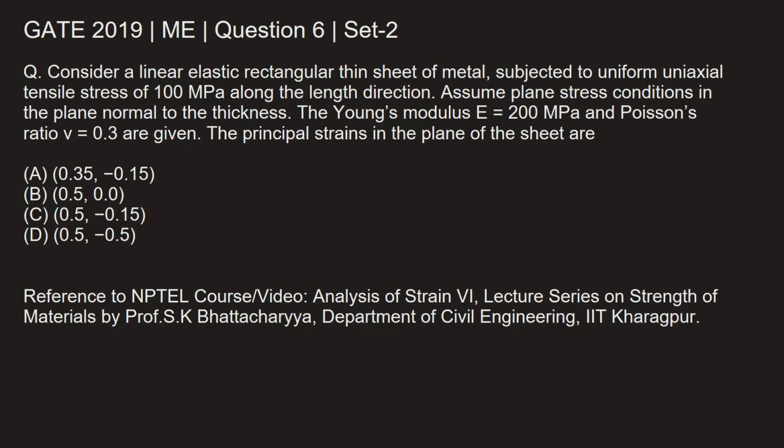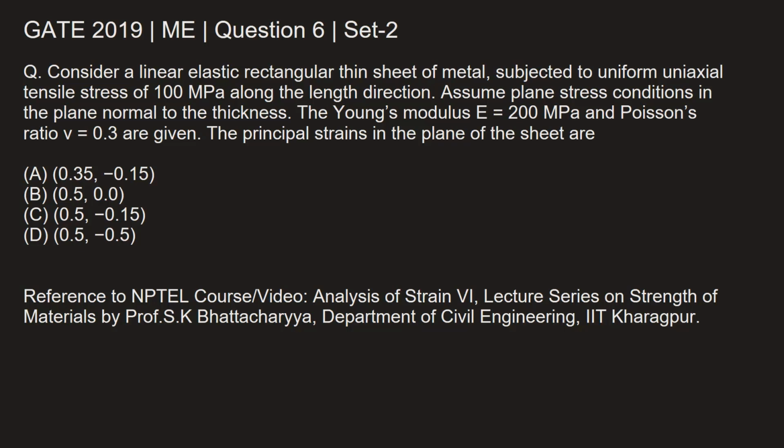Hello aspirant, this question is from GATE 2019 Mechanical Engineering paper set 2, question number 6. The question is: consider a linear elastic rectangular thin sheet of metal subjected to uniform uniaxial tensile stress of 100 megapascal along the length direction. Assume plane stress conditions in the plane normal to the thickness. The Young's modulus E is equal to 200 megapascal and Poisson's ratio V is 0.3.